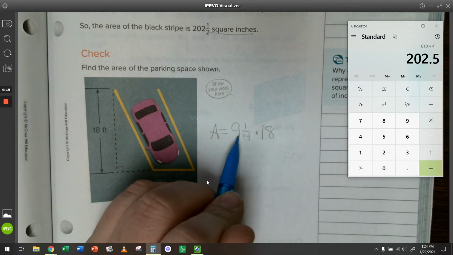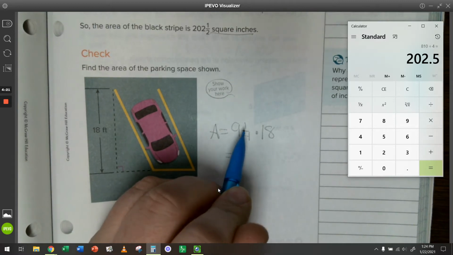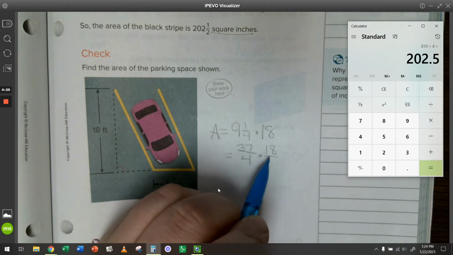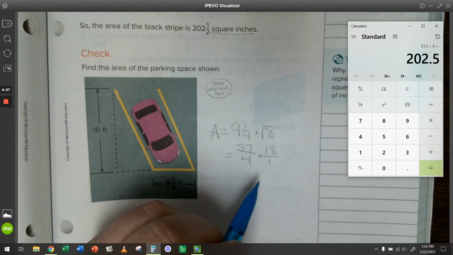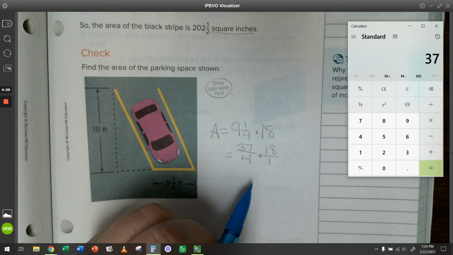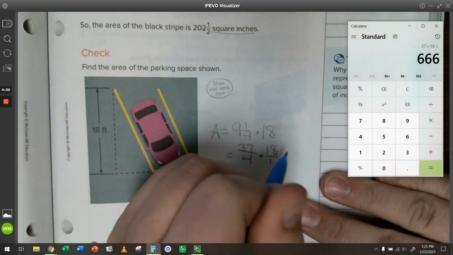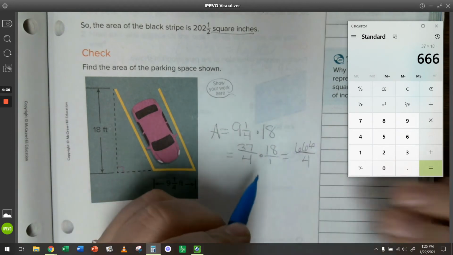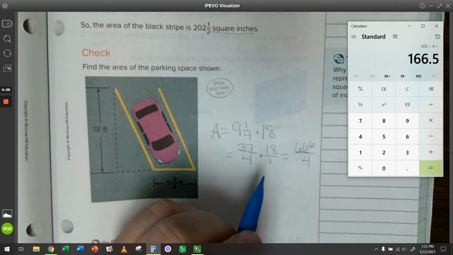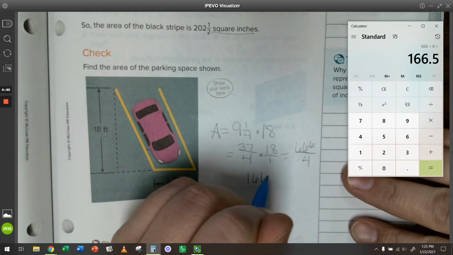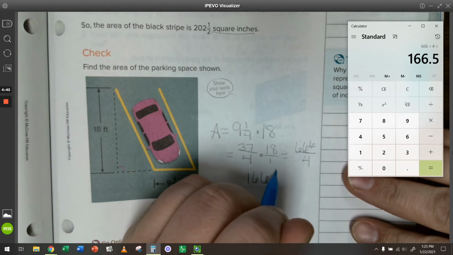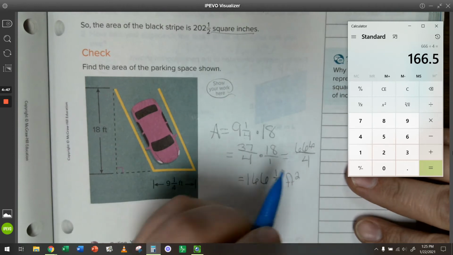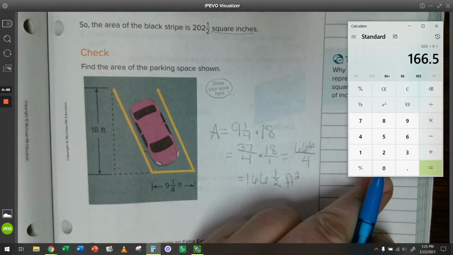Now, if we were to actually do this, 9 times 4 is 36, plus 1 is 37 over 4 times 18 over 1. We can then do 37 times 18, which is 666 over 4. Then we divide by 4 to get 166.5, which is the same as 1/2. Label it feet squared. Hopefully you're able to get that answer as well.